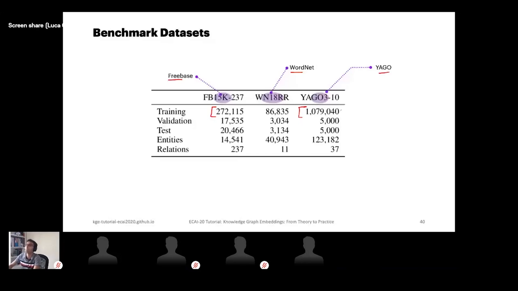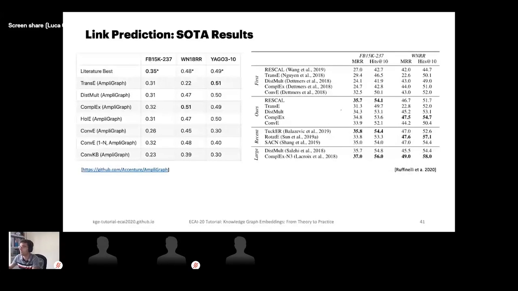Now, I published some results from the state of the art. I'm not going to go through these numbers, for what it's worth, leaderboard culture is what it is, but it's important to point out that recently papers have been shown to be quite similar in terms of predictive power. There is an interesting work by Ruffinelli and colleagues published at ICLR 2020.